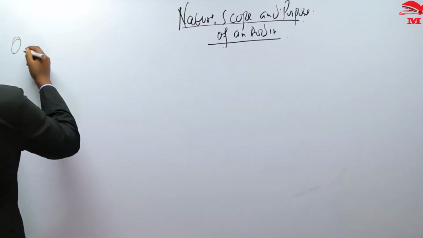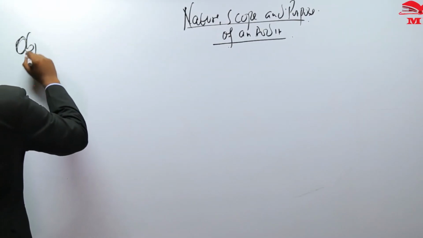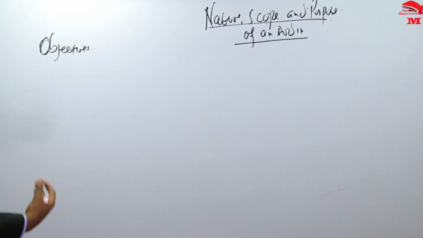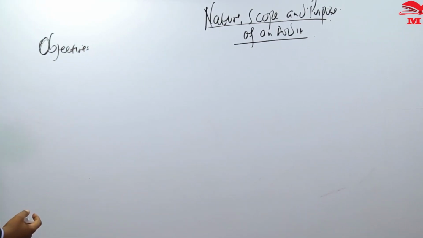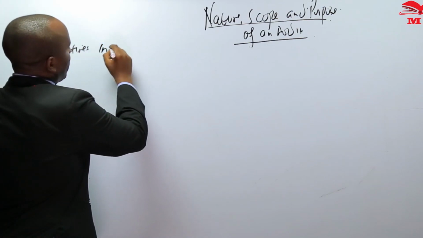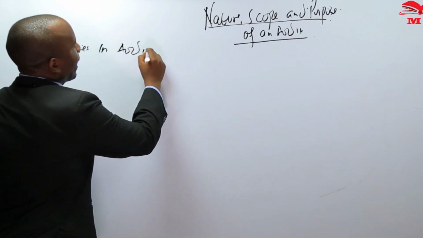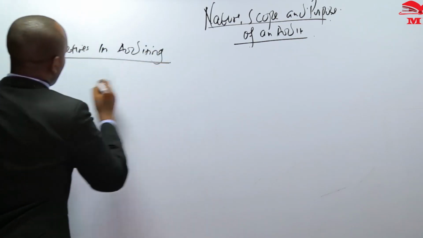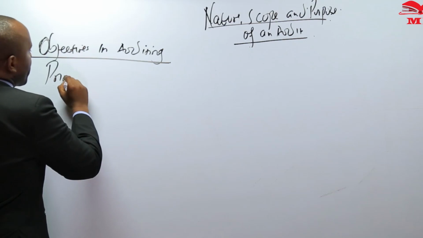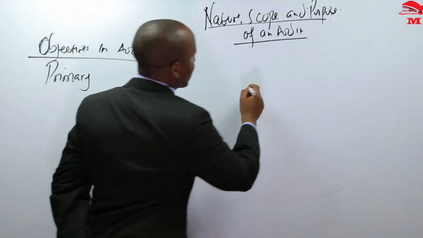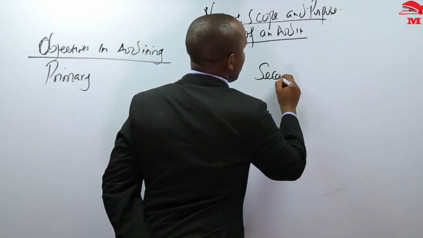The objectives are the achievement. We can say they are the goals that we want to go ahead and achieve. The goals that we want to go ahead and achieve, objectives in auditing, are categorized into two categories. We say they are those that are primary and there are those that are secondary.